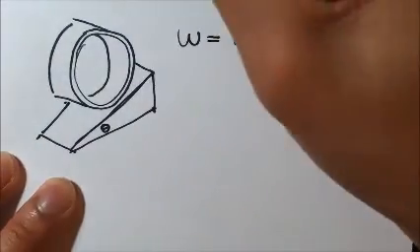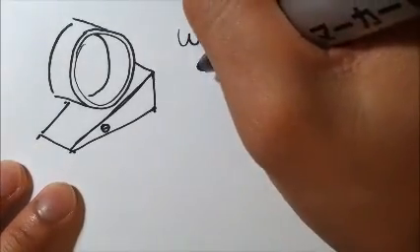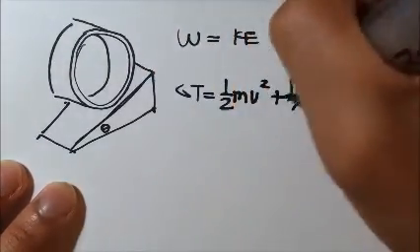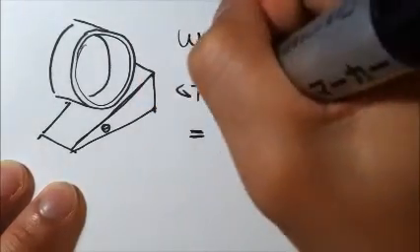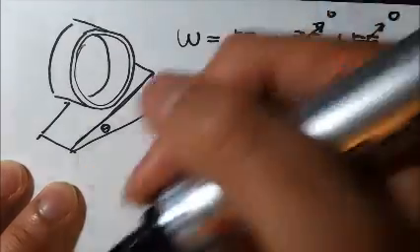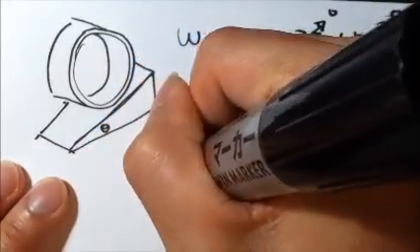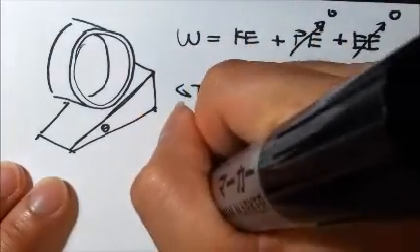Let's observe this hollow tubing that's rolling down a ramp. So first we write down the equation. Work equals kinetic energy plus potential energy plus elastic energy. And we know that potential energy and elastic energy is equal to 0. So we can just write down T equals half mv squared plus half I omega squared. Then we know that its energy is equal to mv squared. And finally we can work out the velocity.